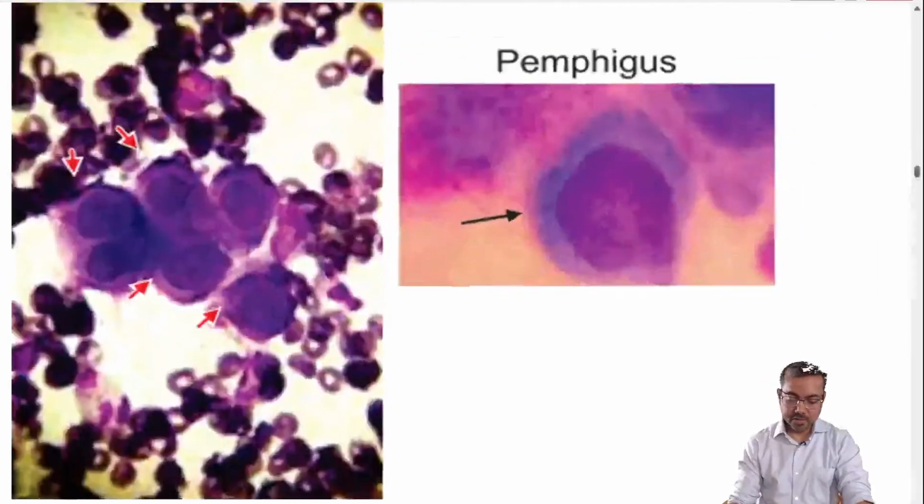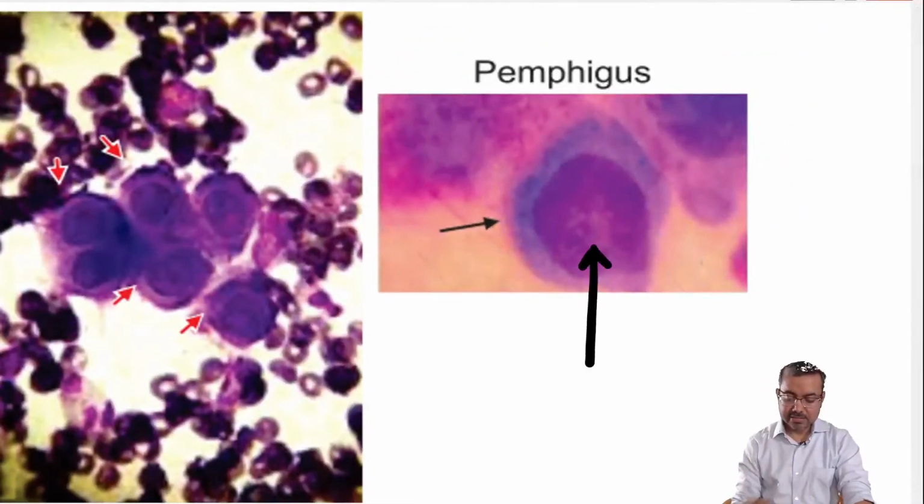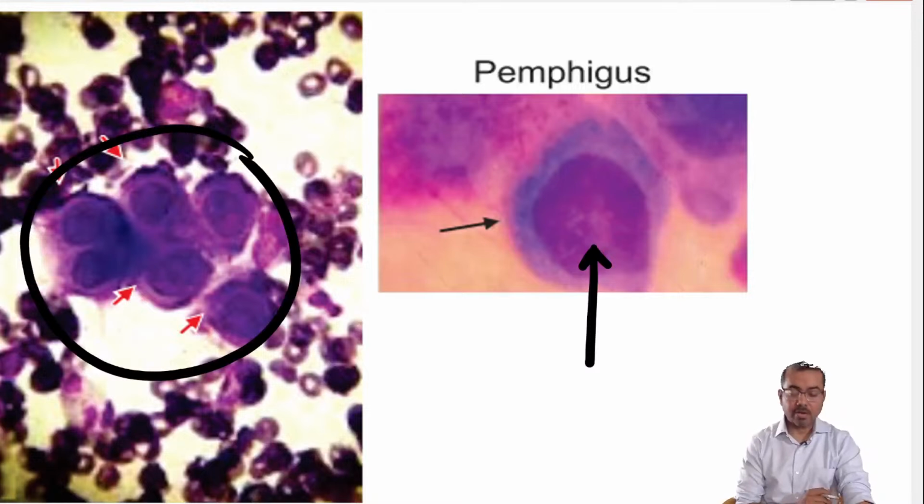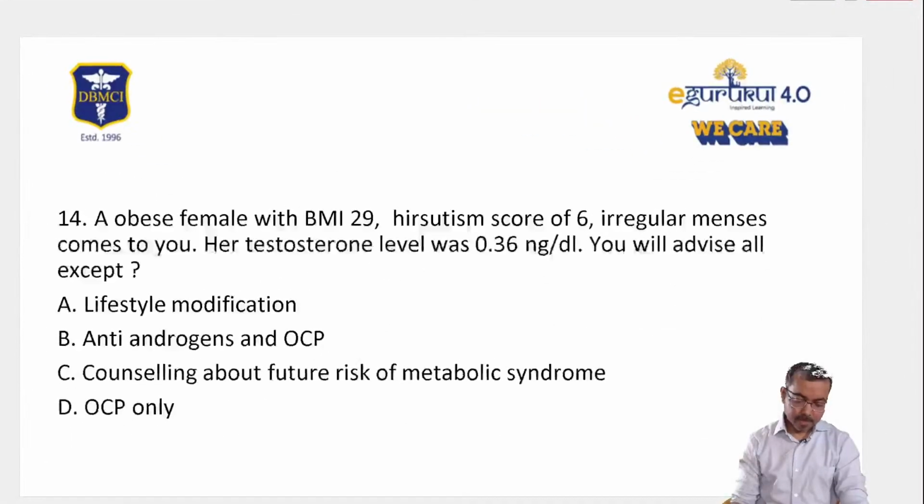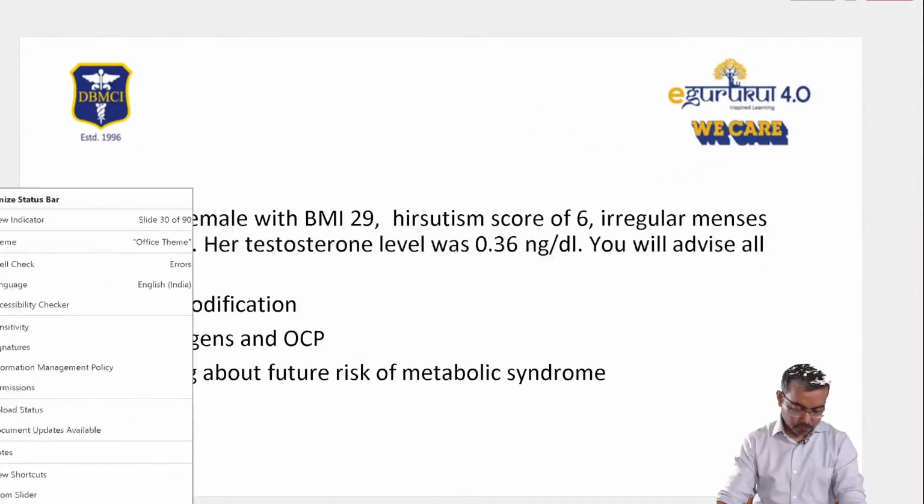This is just to show you that multiple nuclei inside a single cell would be herpes, while single nucleus, single cell, acantholytic cells would be pemphigus, both of them on Tzanck smear. The left one is herpes, the right one is pemphigus. Clear? All right. Let's go to 14th now.